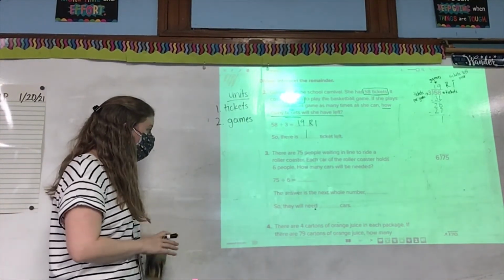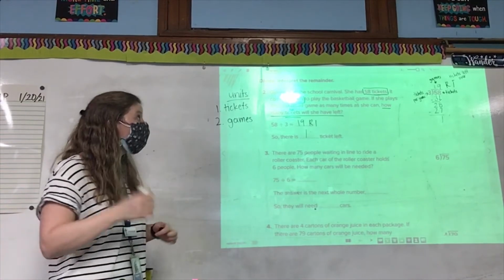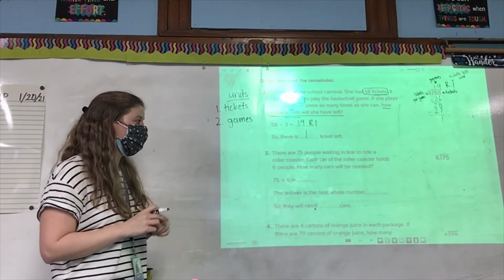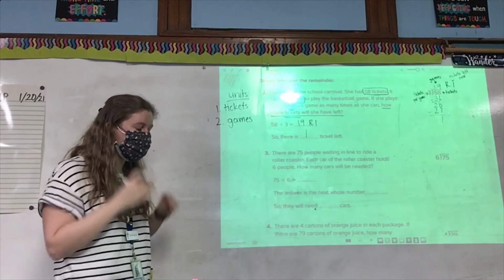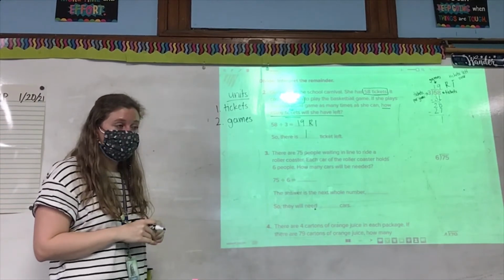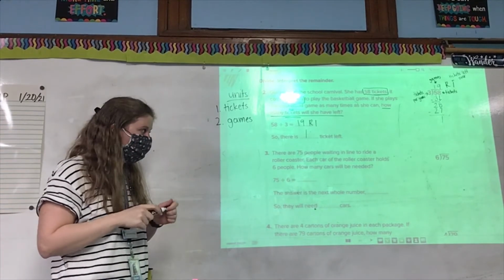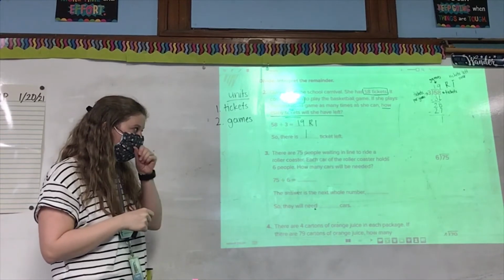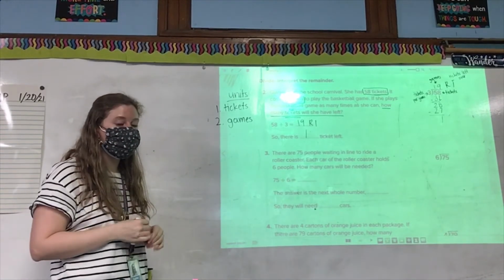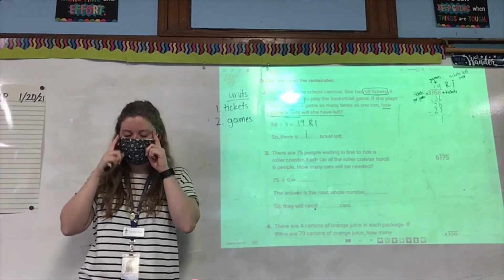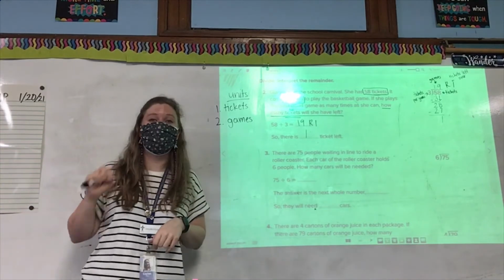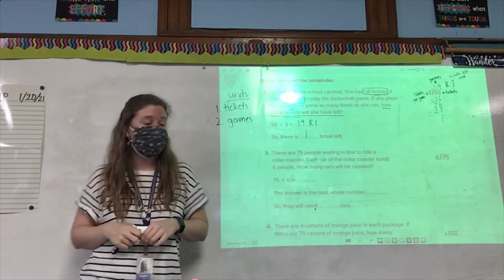Okay, number 3. We're going to read it through once, visualizing, imagining what it looks like. Then we're going to read it through again, finding the important pieces of information. Remember, we're going to stop at each period and picture it. If you can't picture it, go back and read it again until you can.